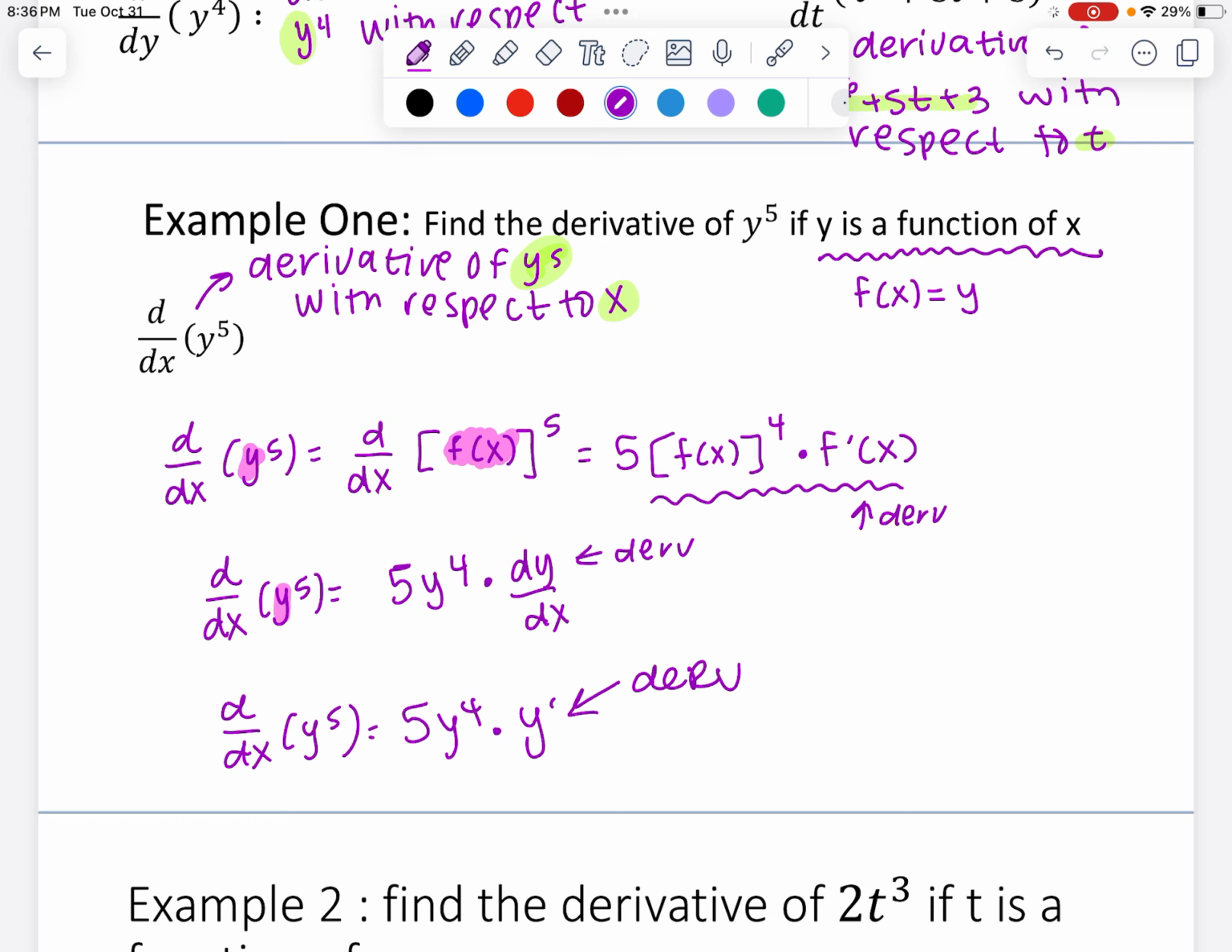So that is the concept. You're viewing it as an inside function because y is a dependent variable. It depends on x. So you think about that y as if it's an inside function that depends on x, and then you take the derivative of the outside. We're going to do one more example like this, and then I'm going to walk you through some procedures.